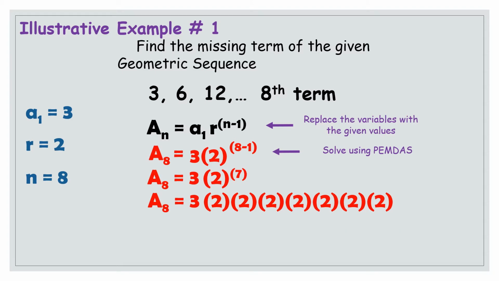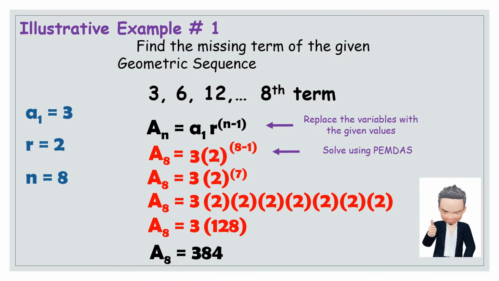So notice that I'm now using parentheses instead of the cross symbol for multiplication, because sometimes you might encounter a variable x in your sequence, and this will be confusing with the x multiplication sign. So what we're going to do now is multiply the numbers. Then you will have a sub 8 is equal to 3 times 128, or equal to 384. So the 8th term of the sequence is 384.